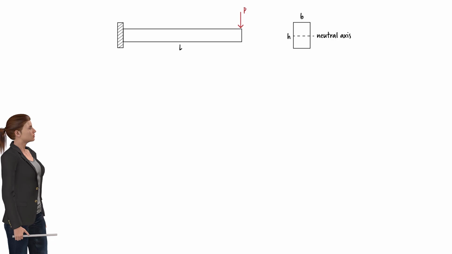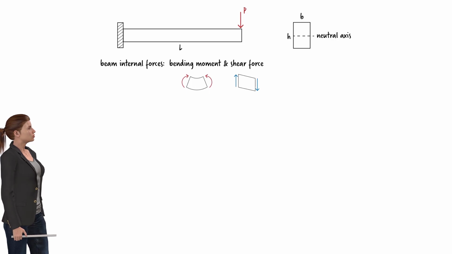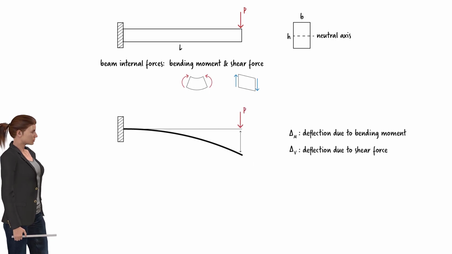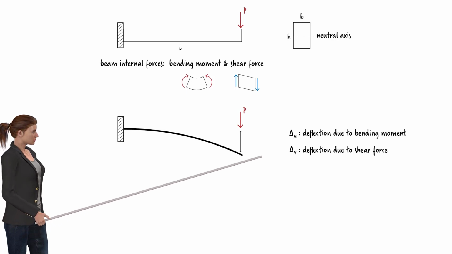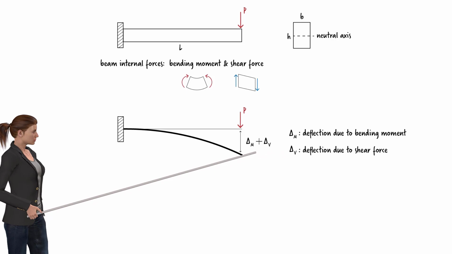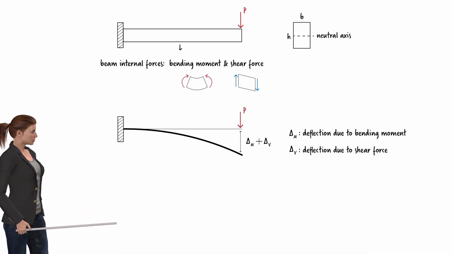Consider a cantilever beam of length L subjected to a concentrated load. Suppose the beam has a rectangular cross-section. The applied load produces two internal forces, a bending moment and a shear force. Each internal force contributes to the overall deflection of the beam. That is, if we refer to the beam's deflection due to the bending moment as delta M, and call the deflection due to the shear force delta V, then the total deflection can be written as delta M plus delta V. We have discussed the calculation of delta M in previous lectures. Herein, we focus solely on delta V.